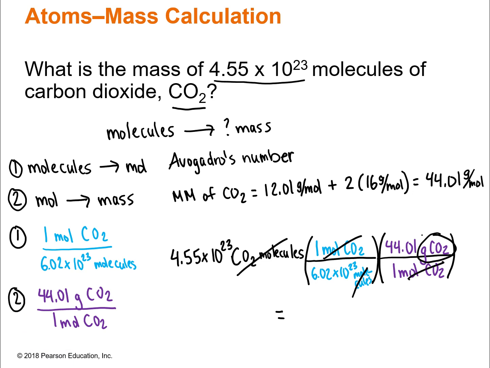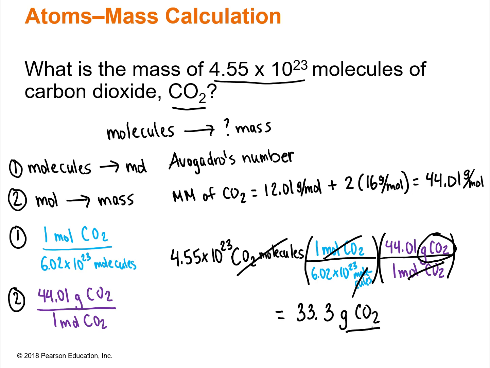Always do your unit analysis to make sure that you're canceling out what you need to cancel out. And you need something on the top and on the bottom in order for it to cancel. In this case, we're left with grams of CO2, which is good because we're looking for the mass. With sig figs, it should be 33.3 grams of carbon dioxide.